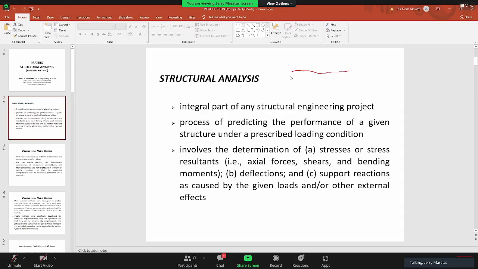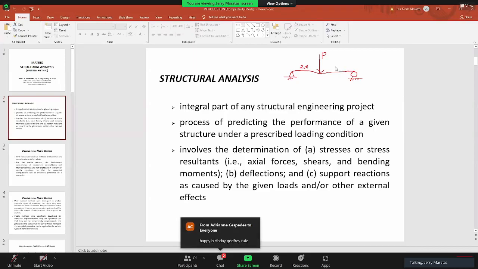So, for example, a beam, let's say a simply supported beam. We have a pin on one side and a roller on the other side. Let us say this is subjected to a force P, a concentrated load, for example. Let's say this one is a distance of 2 meters and this one is 3 meters. So the span of the beam is 5 meters. Basically the process of finding the reactions here, and the stresses on the beam, like the shear, since this is a beam, it is subjected to shear and bending.